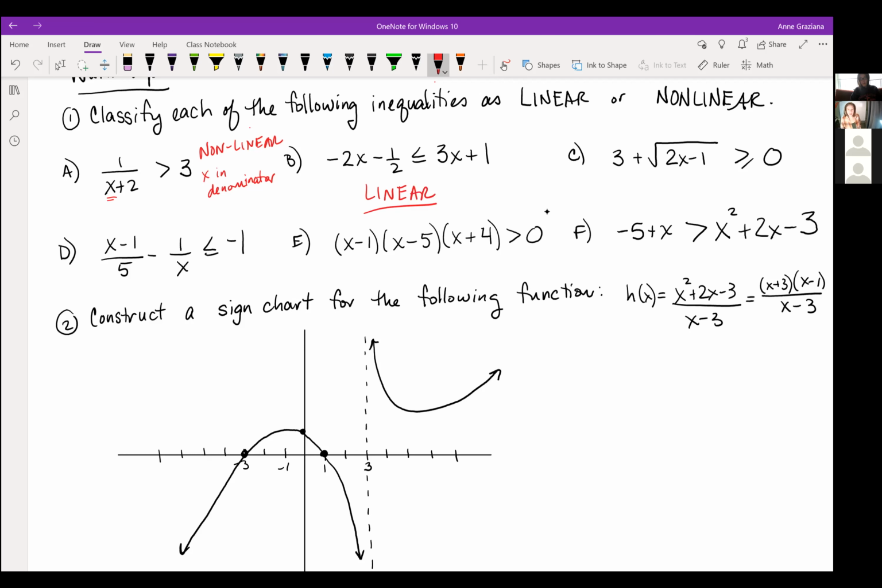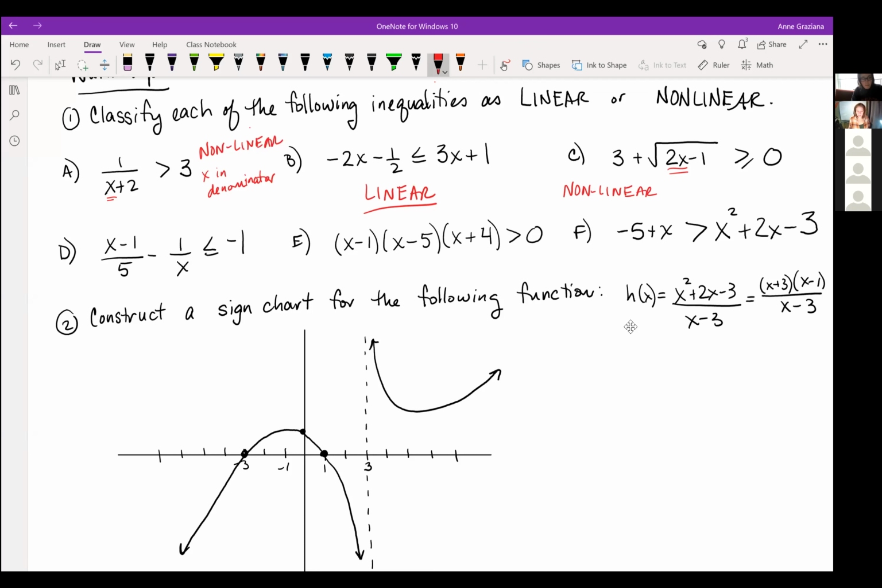All right, part C. Is part C nonlinear? All right, got some thumbs up. Do I have any oh no's? One oh no. Okay. Where is the variable? It is inside the root, right? That means it is nonlinear. So even though that's x to the first power, the fact that it's inside the root is going to make it nonlinear.